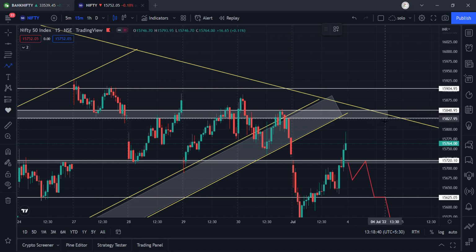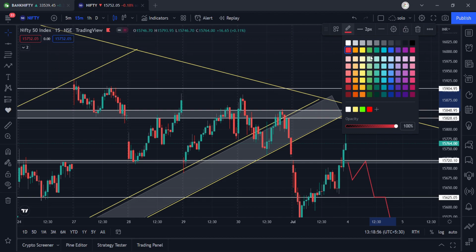Okay, again I want to repeat something. After breaking this trend line along with this resistance only, you should take a trade, and to the target of 15,904. Okay, this is the analysis for the Nifty and the Bank Nifty.